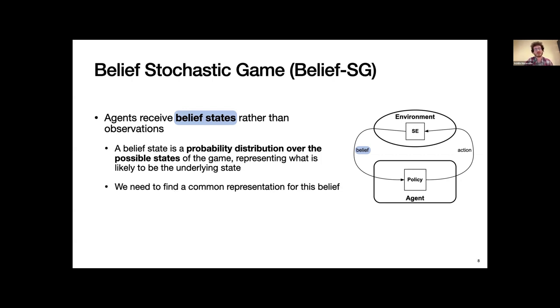And since we are in the general game playing field, we need to find a common representation for the belief state so that the agent can be applied to any environment. But this is not really practical since it's really hard to find a universal representation. And so we can try to just exploit the structure of commonly played games.